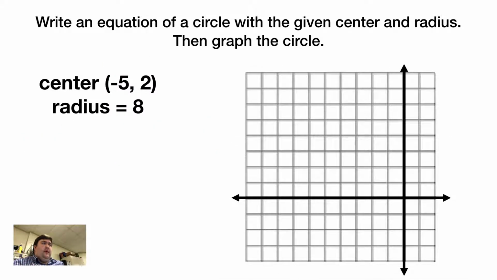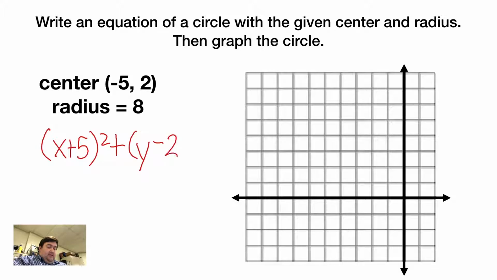Okay, let's try another one. In this case, the center is at -5, 2, and the radius is 8. So we would say x minus our h value. Since it's minus a -5, it ends up becoming plus 5 squared plus y minus, in this case, 2 squared equals 8 squared, which is 64.